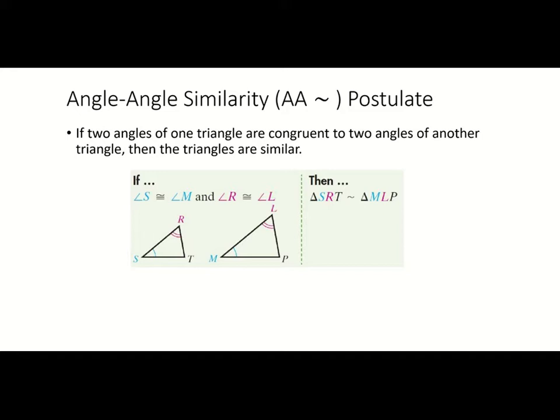So here, we have the angle-angle similarity postulate. And this says if two angles of one triangle are congruent to two angles of another triangle, then the triangles are similar. So we can prove they're similar, but we cannot prove they're congruent.